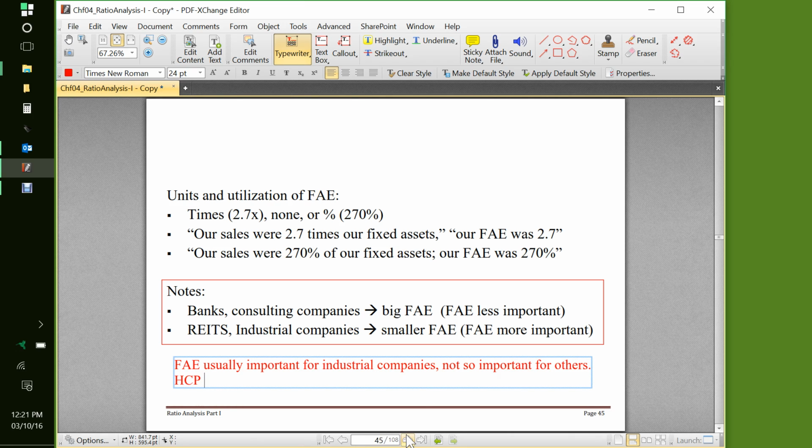And HCP is an example of a service company for which FAE is important because it's got all those buildings that it rents out, even though it's not an industrial company.